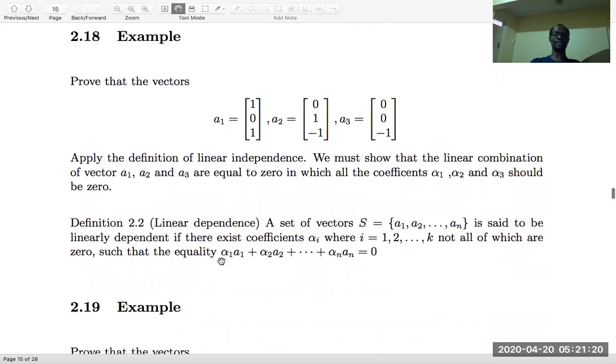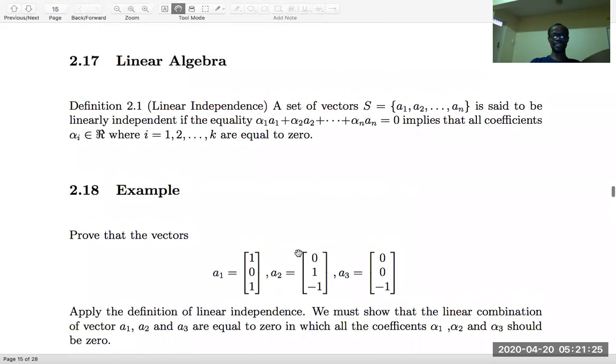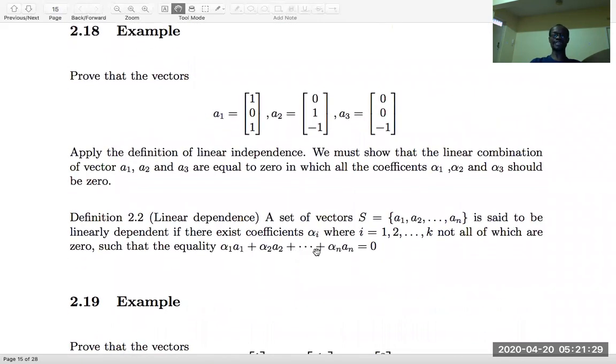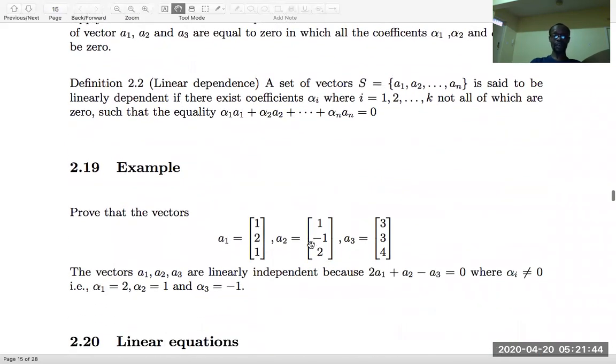Definition 2, linear independence. So there is linear independence and linear dependency. A set of vectors S equal to this is said to be linearly dependent if there exist coefficients, not all of which are 0, such that the equality holds. Again, we have an example here, and prove that.